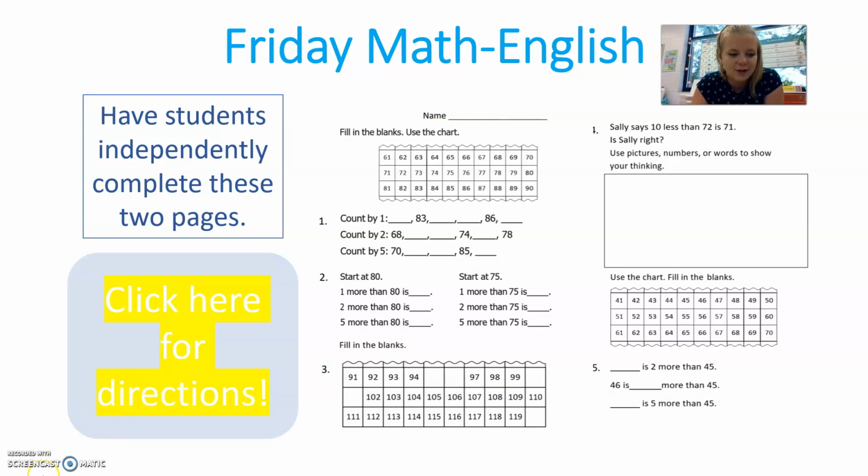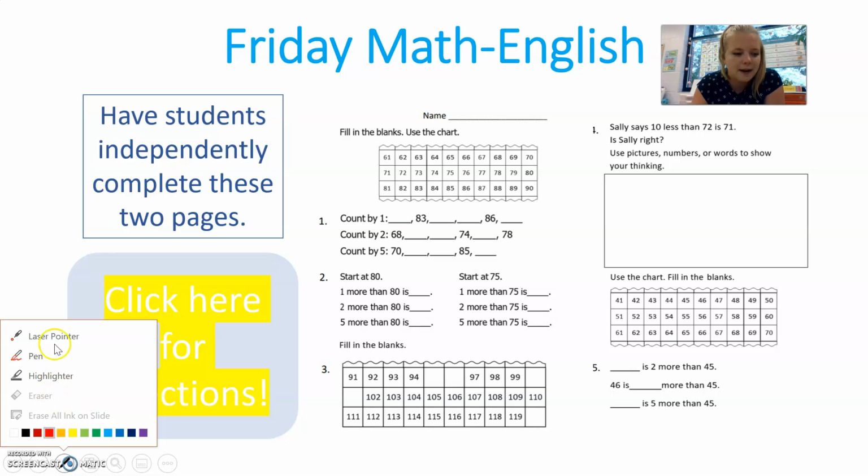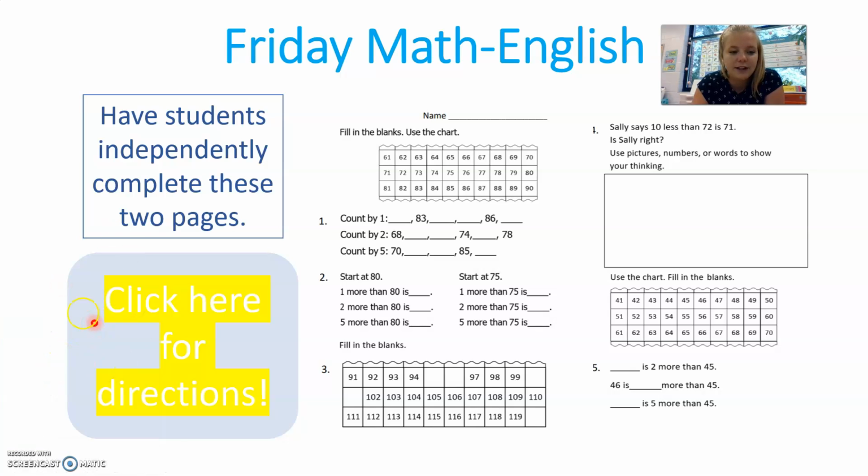Let me get out my laser pointer. I like to use that so you can see what I'm talking about. Okay, you see them? All right, so we're going to use this chart to help us with these first couple questions. So number 1 says count by ones. So you're going to look and see what number you have. So we have 83, so you're going to have to tell me what comes before, and then fill out the rest. Remember, we're counting by ones.